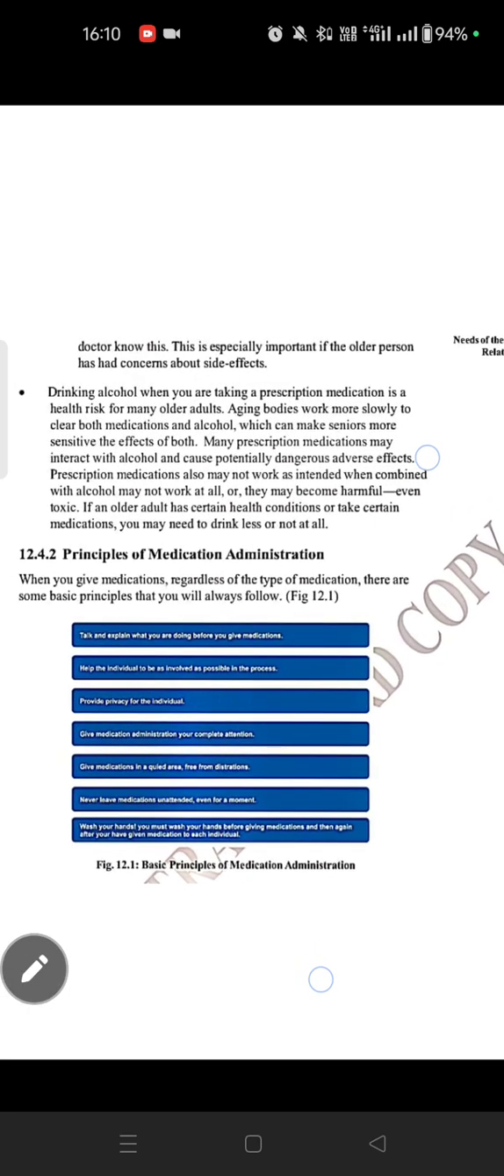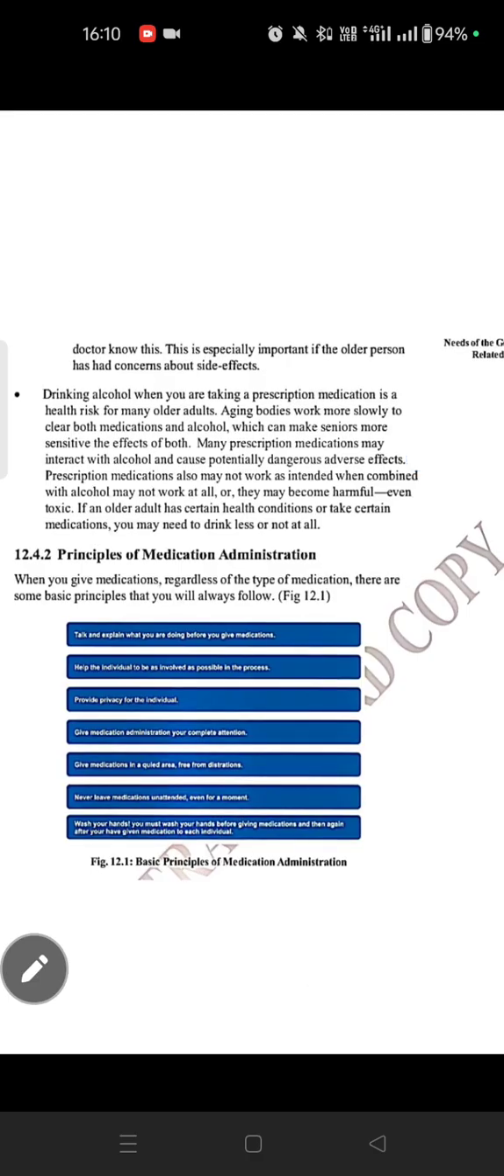Explain what you are going to do before giving the medication, to help the individual be involved as much as possible in the process, and provide privacy for the patient. Give the administration complete attention, free from distractions. Never leave the medication unattended. Always wash your hands before giving the medication.